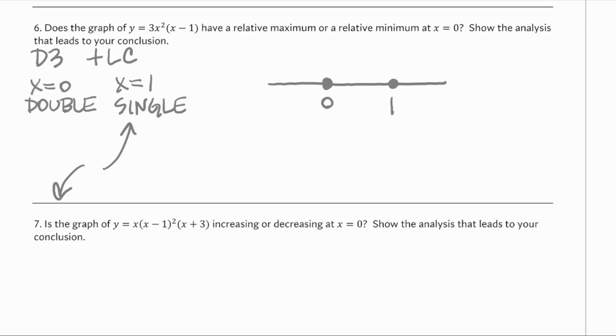Okay, and then, all right, so it's going to look like this, and then it's going to bounce at x equals 0. It's got to bounce back that way, and then it's going to pass through confidently at x equals 1 because x equals 1 is a single root. And all right, yeah, we've got ourselves x equals 0, a relative maximum.